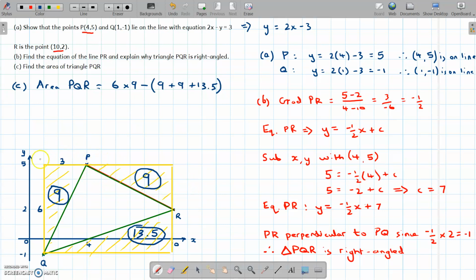Right, so let's just work it out. 54, take away 18 plus 13.5, that's 31.5. Well, 54 take away 30 is 24, take away another 1.5 is 22.5. And you can't say that it's in any particular units. You can say units squared, but we don't know what the units are. They may be centimeters, they may be something else. So we don't need to actually do that. We'll just get away with the number, but units squared. And that's the area of the triangle PQR.